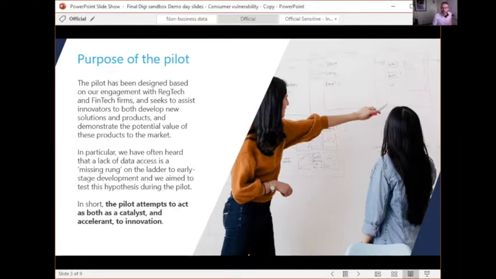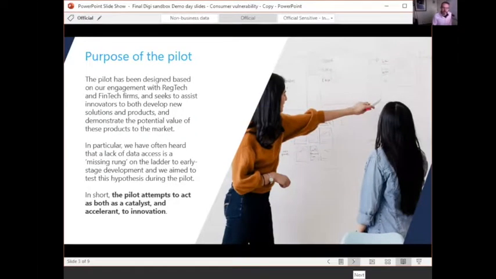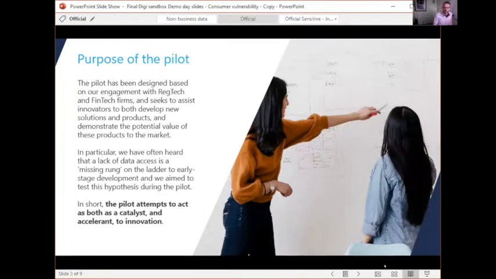We know from our engagement with RegTech and FinTech firms that often one of the biggest challenges is taking an idea from a proof of concept into proof of value and demonstrating how it could be applied in the real world. And we often hear that access to both data and access to expertise are some of the most profound barriers that entities face when they're trying to scale up and develop and prove out their innovations. So we collectively have sought to address these challenges, or at least have a first stab at doing so, in this pilot phase of the Digital Sandbox, which we hope will act as both a catalyst and an accelerant for desirable innovation in financial markets.